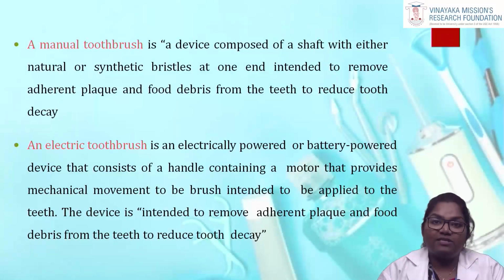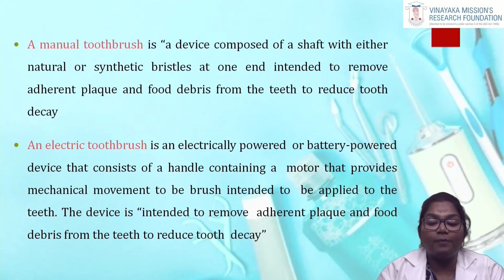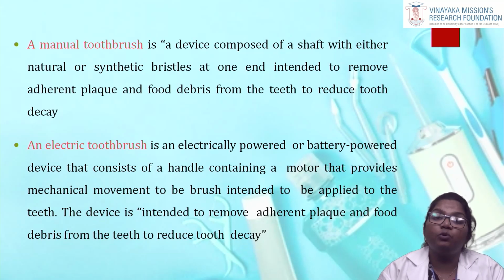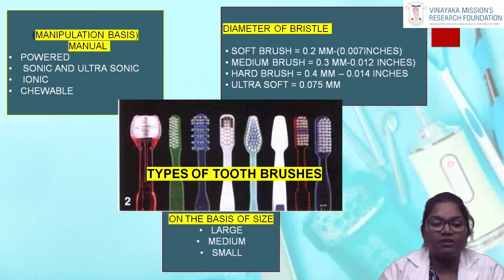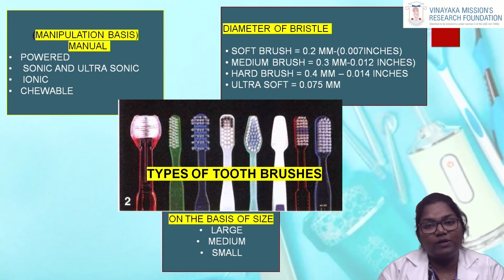Moving on to the different types, that is your manual toothbrush and the electric toothbrush, as the name suggests. A manual toothbrush is a device composed of a shaft and a handle that uses natural or synthetic bristles and is intended to remove plaque and food debris from the teeth. It is used by us, and manually we have to give the movements. Whereas the electric toothbrush is an electrically powered or battery powered device that consists of the same parts as your manual toothbrush. The only difference is that in electric toothbrushes, the movements are given by the device itself rather than us performing those movements.